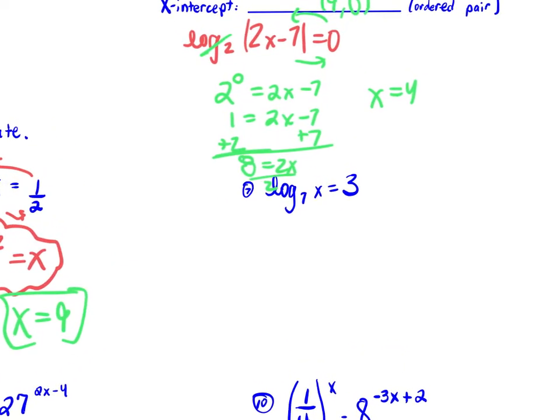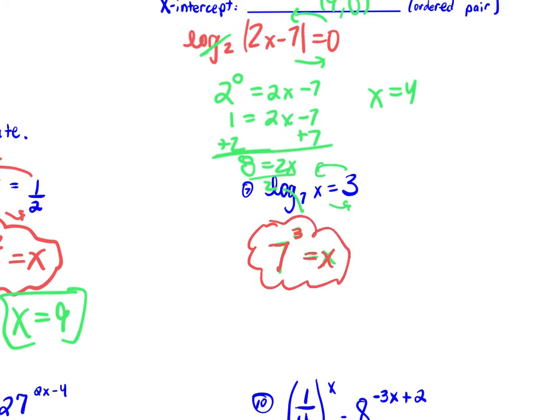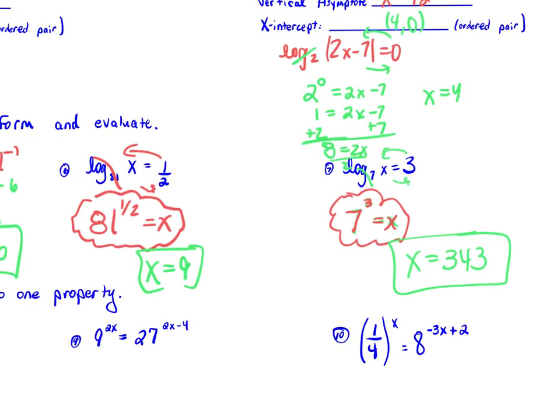Over here, again, we're going to think exponentially, so I'd say 7, the x moves over here, 3 becomes the exponent, so 7 to the 3rd equals x. Should have done that in red. 7 to the 3rd equals x. That's our going from logs to exponential. And then now as I solve this, I get x equals 343. 7 to the third power is 343.